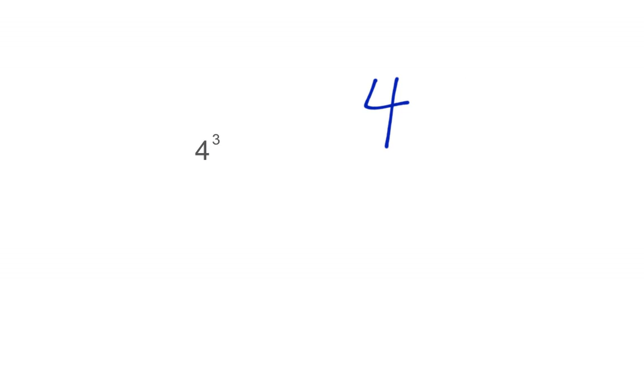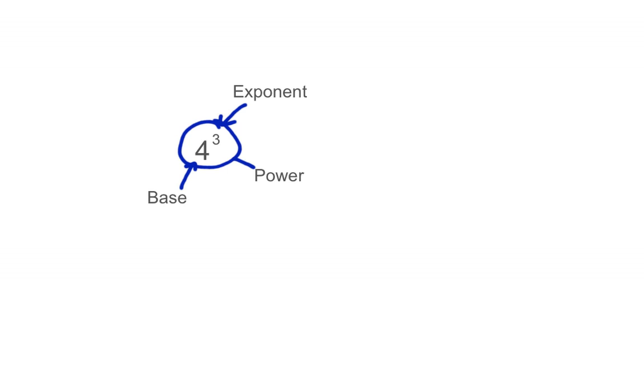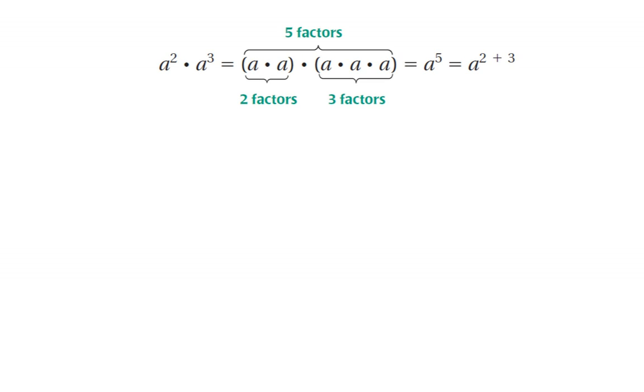Let me get back to our 4 to the third power, or 4 cubed. The 3 is called the exponent, and the 4 is called the base. Together, both of those things make what's called the power. That is what we'll be talking about. There are certain rules and properties that we have to follow when we're trying to simplify expressions that have powers in them. Let's look.